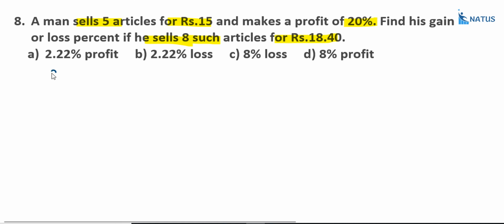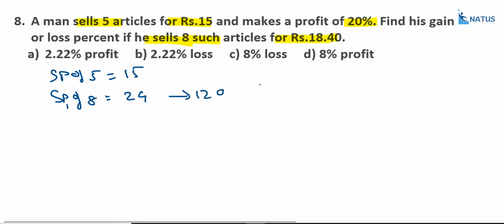Now the selling price of 5 is equal to 15. What is the selling price of 8? That is equal to 3 into 8, that is 24.00. Let us take this as selling price 1. This has a 20% profit, so 24 is represented by 120% of the cost price, 120. Next, what is SP2? SP2 of 8 is equal to 18 rupees 40 paise.